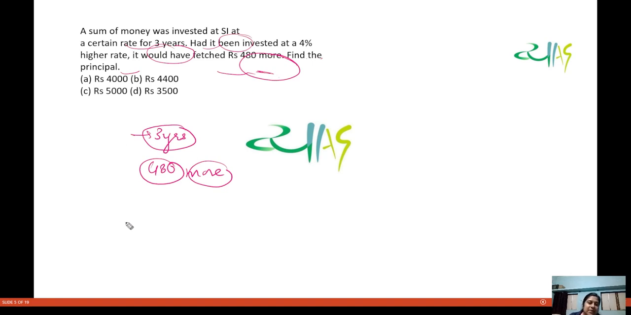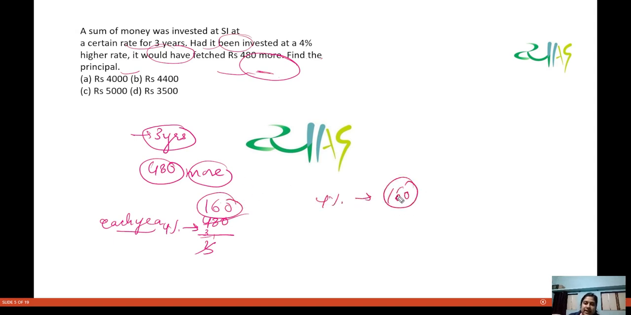So that means each year, this 4% is bringing simple interest of how much? This will be, I think, 480 divided by 3, which is 160. So 4% extra is bringing 160 extra each year.